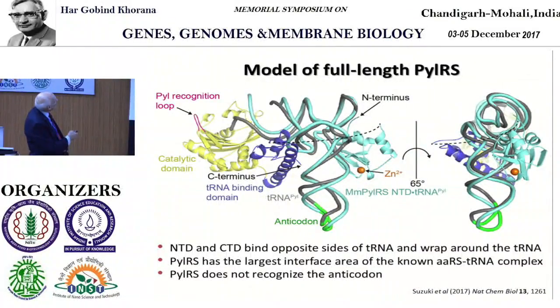So the N-terminus binds here, the C-terminus binds here, and somewhere there are another 150 amino acids between the N-terminus and C-terminus. So it looks as if the synthetase wraps around the tRNA. It's totally different from any other amino acid synthetase tRNA complex. It has the largest interface area of known synthetase tRNA complexes, and you can see, of course, PylRS does not recognize the anticodon, which is a godsend for all synthetic biologists, because they can then use this for any codon that they would like to do.